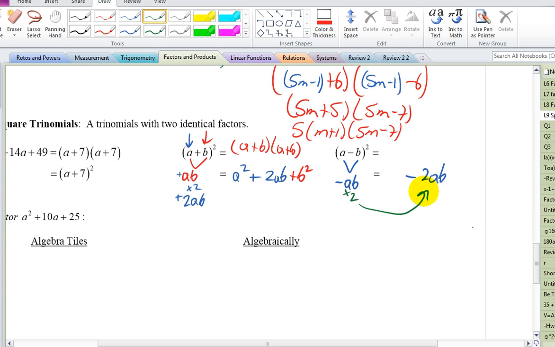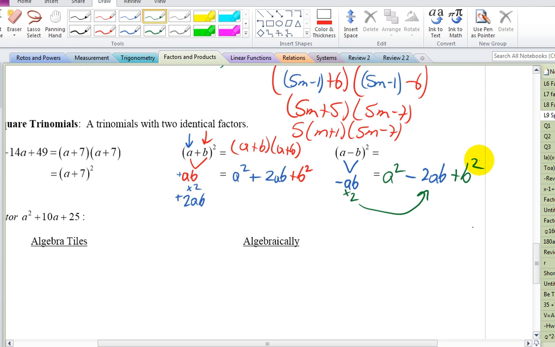Okay, square the first one, square the last one. A squared is a squared. Negative b squared is plus b squared. So that's the multiplication. Multiply them together.